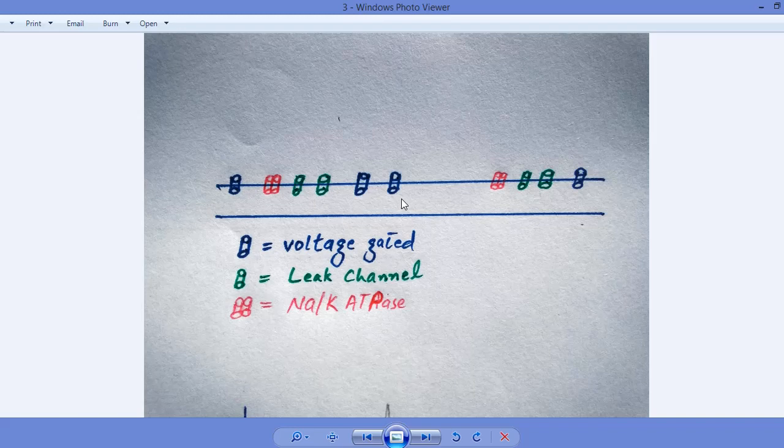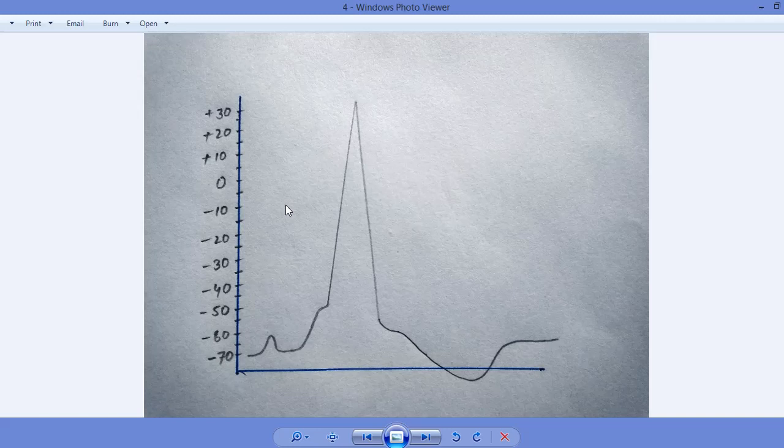So what happens during action potential? A stimulus will stimulate these voltage gated channels, and they open when the intensity of the stimulus is greater than 15 millivolt. This stimulus will open the voltage gated sodium channel, not the potassium channel. Only the sodium channel will open, and the sodium, which is in large quantity in the external environment, will rush into the internal environment. The external environment is always rich in sodium and positive charge, so all the positive charge will rush from the external environment into the internal environment, and this will make a peak over here.